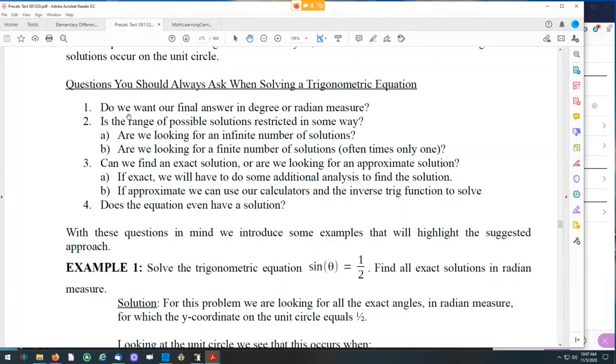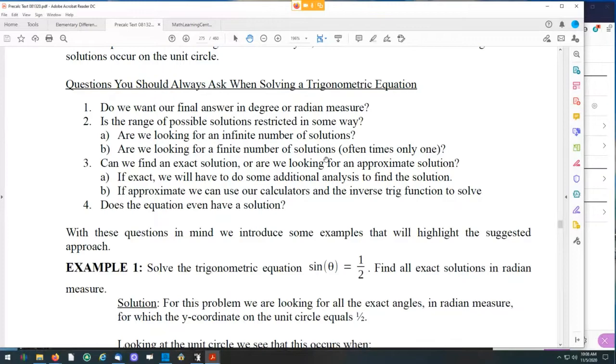First thing you want to know: am I looking for an answer in degree or radian measure? You should always take that into account. In calculus, when you see an x, you're pretty much always in radian measure. When you see theta, a lot of times it's probably degree measure. Not necessarily, but you have to understand that. So that's a partial giveaway: x is radian, theta is probably degrees, but not necessarily. Now, is the range of possible solutions restricted in some way? Are we looking for an infinite number of solutions, or a finite number of solutions? Many times it could just be one solution. Maybe they refine so much that there's only one real solution.